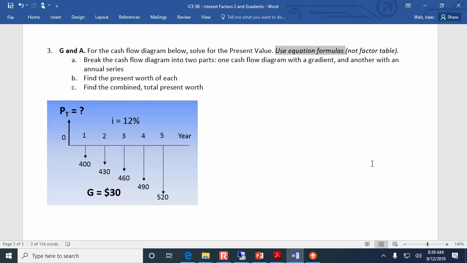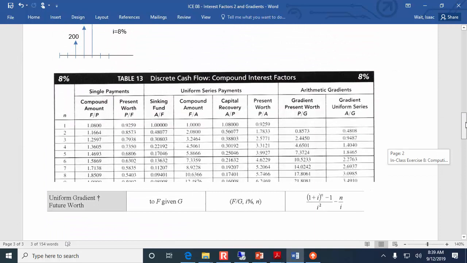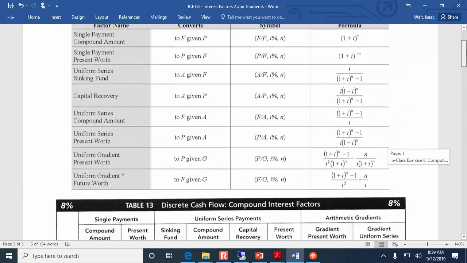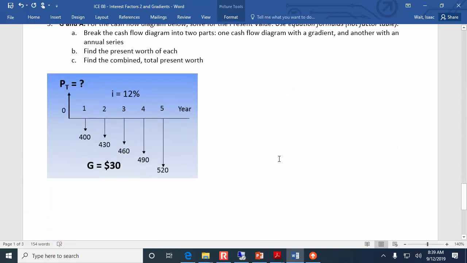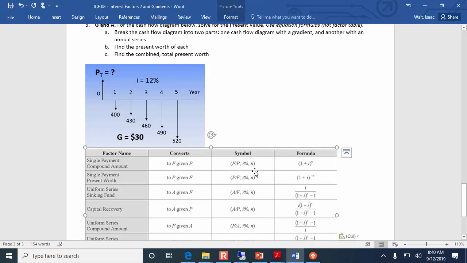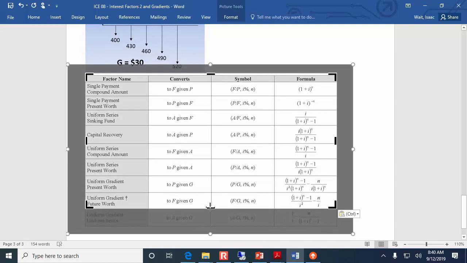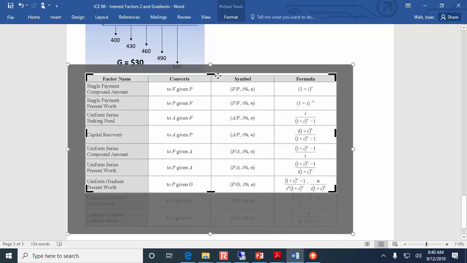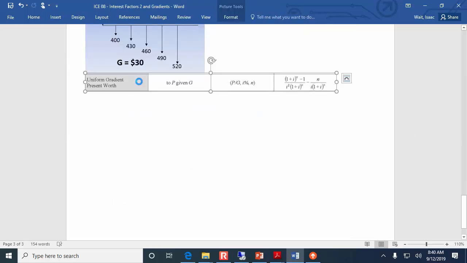So we need the P/A equation and the P/G. Let me paste those onto the page just so we can see it all at the same time. PA and PG, there it is. There's the PG. We also want the PA.